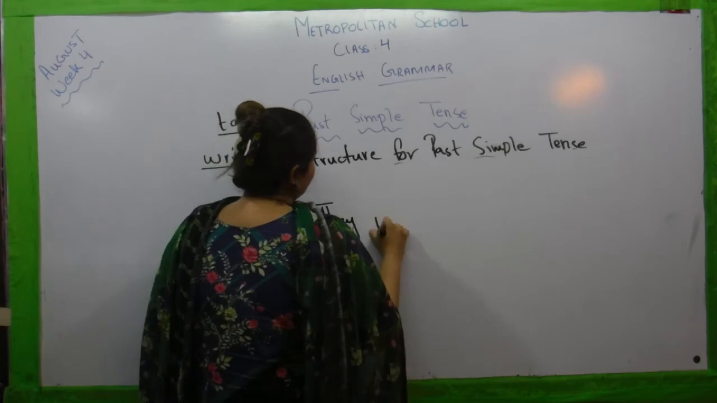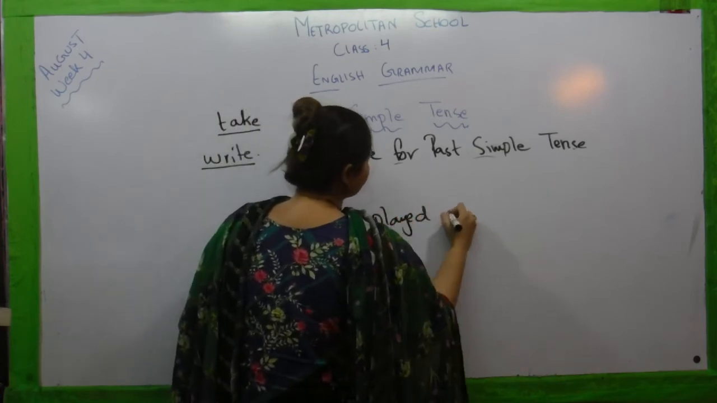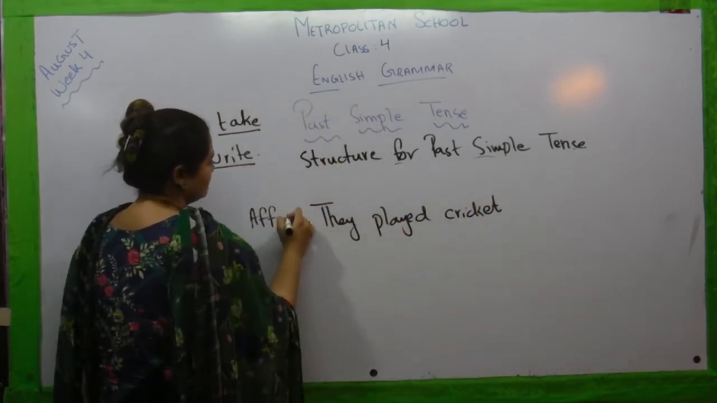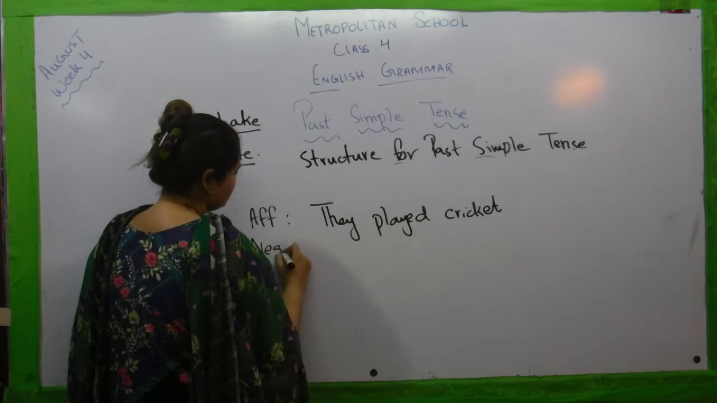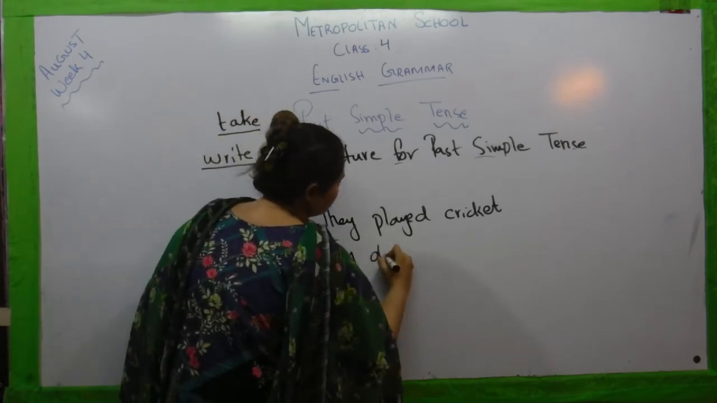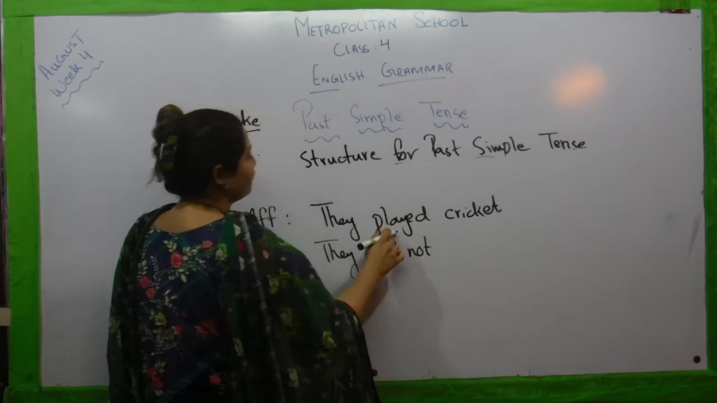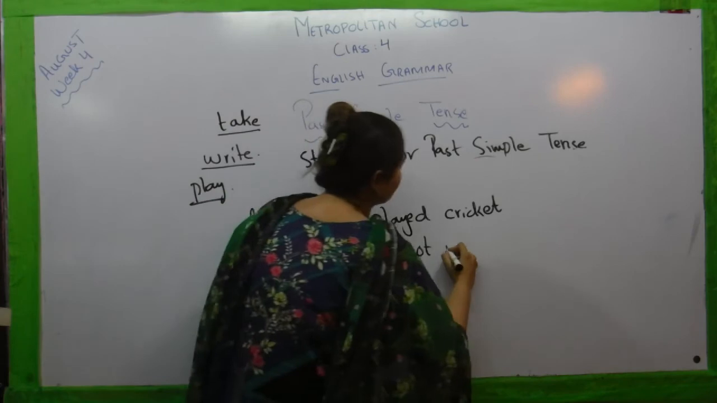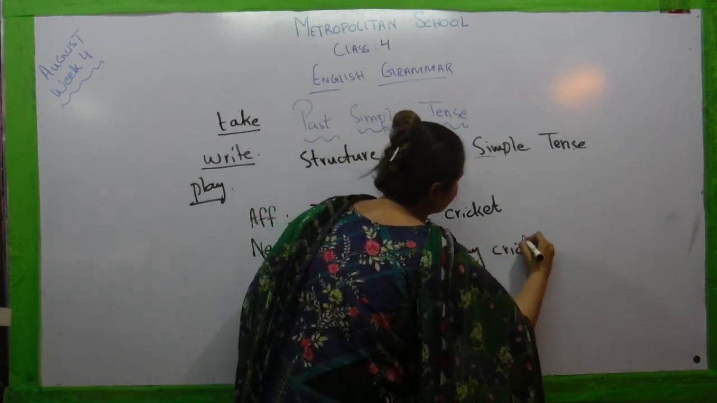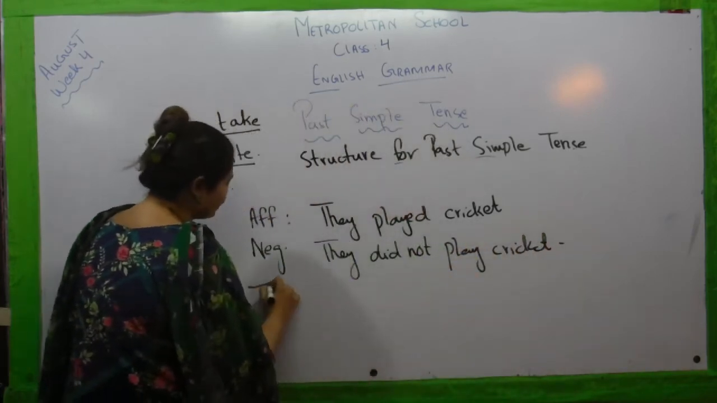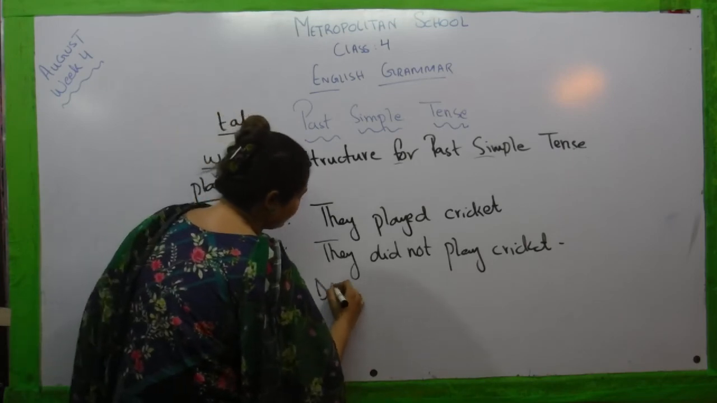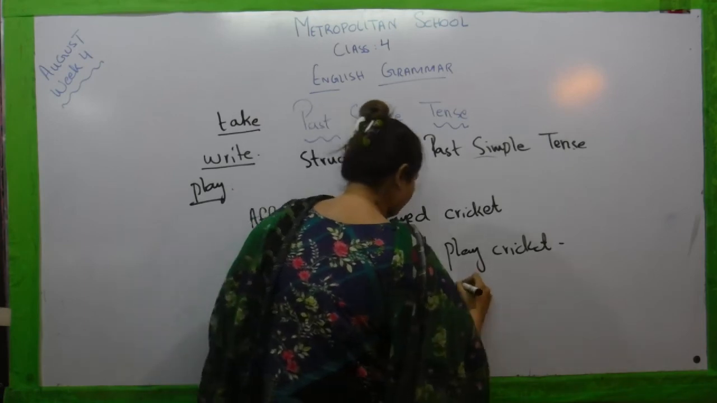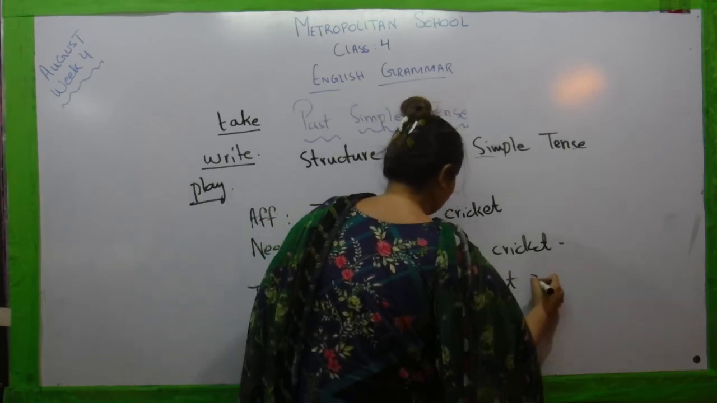They played cricket. This is the affirmative. What will be the negative sentence? They, we will write down did not. What will be the first form of this played? Play. They did not play cricket. Now for the interrogative, did will come at the first. Did, subject they, first form of verb play, object cricket, and then a question mark.